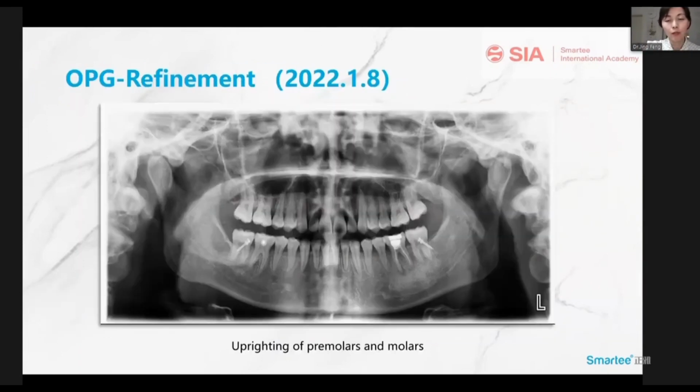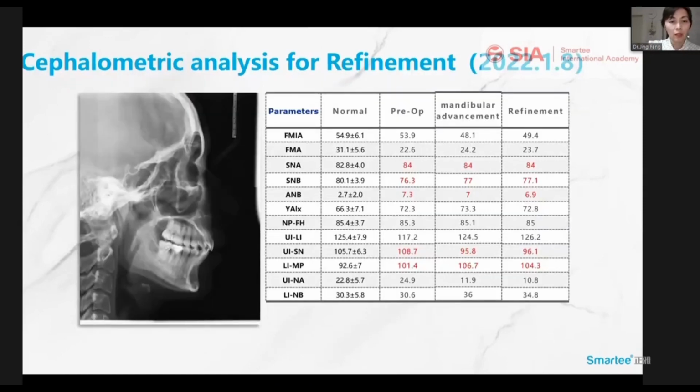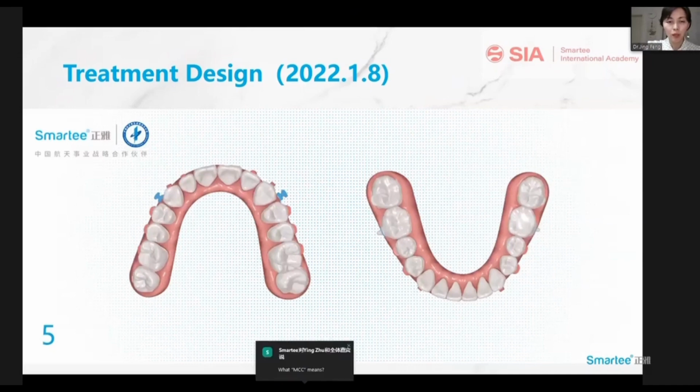With the help of the MIA, we have a good palpation of the roots and very good uprighting of the lower molars. And the proclination of the incisors is getting better. Yeah, some more details, not too much to finish it.